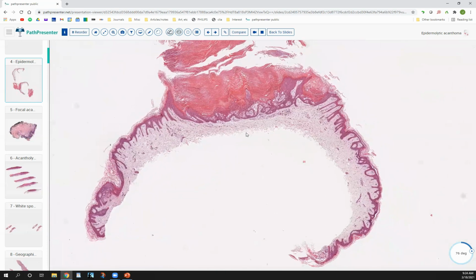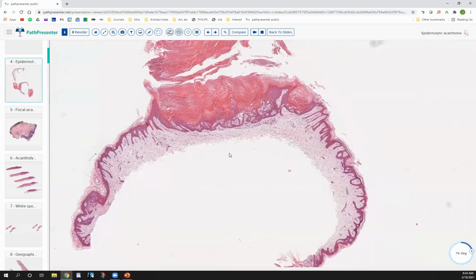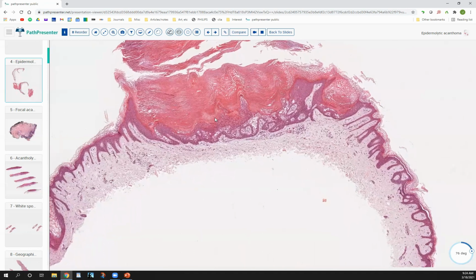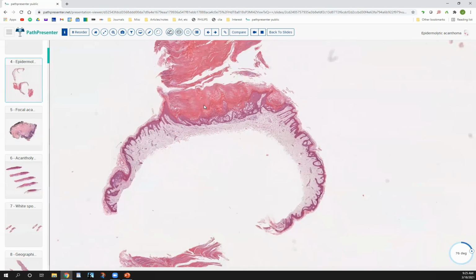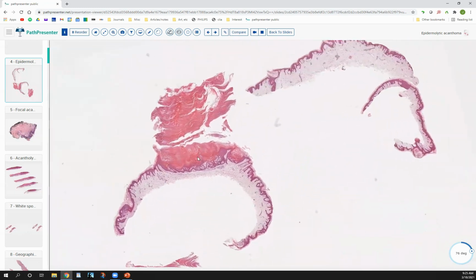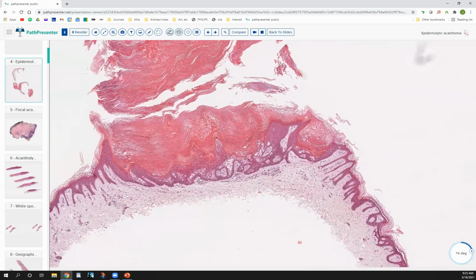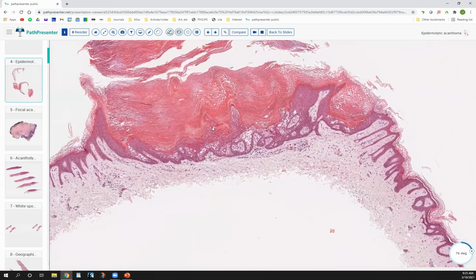So I want more history, because this pattern can occur in a variety of syndromes, epidermal nevi, keratodermas, or in this case, a solitary keratotic lesion called epidermolytic acanthoma. And that's what this is. It's actually a pretty good example. Not a very common thing, but we do see it every once in a while. And I think the important point is to recognize, again, this reaction pattern.